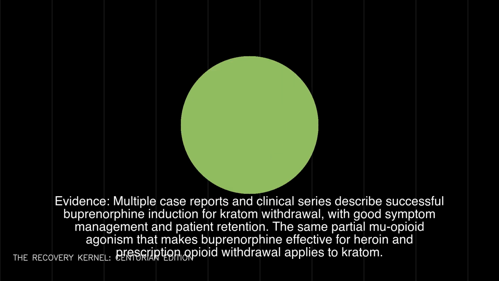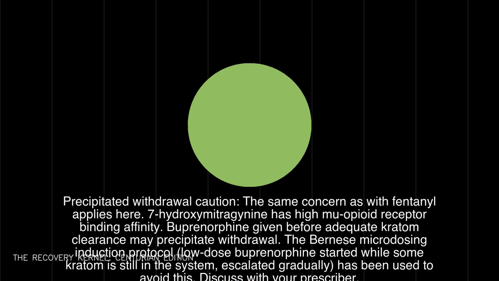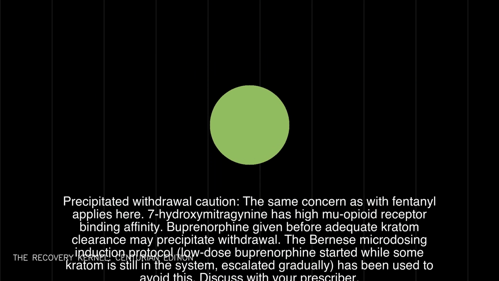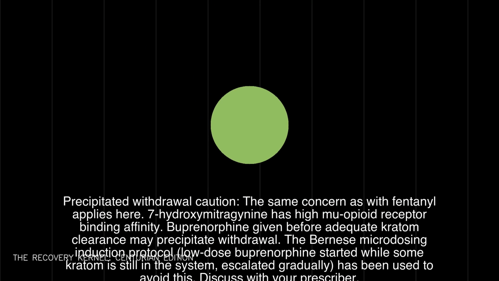7-hydroxymitragynine has high mu-opioid receptor binding affinity. Buprenorphine given before adequate kratom clearance may precipitate withdrawal. The Bernese microdosing induction protocol, low-dose buprenorphine started while some kratom is still in the system and escalated gradually, has been used to avoid this. Discuss with your prescriber.